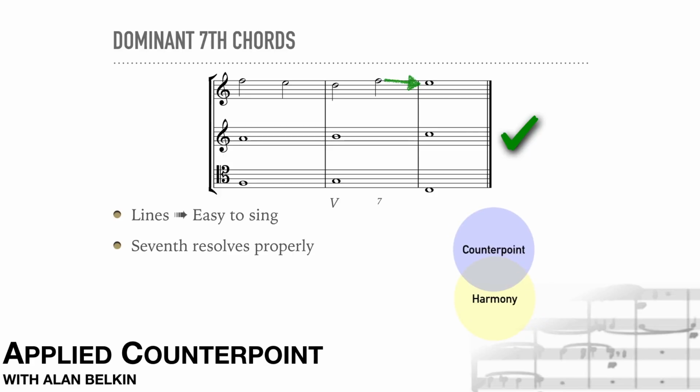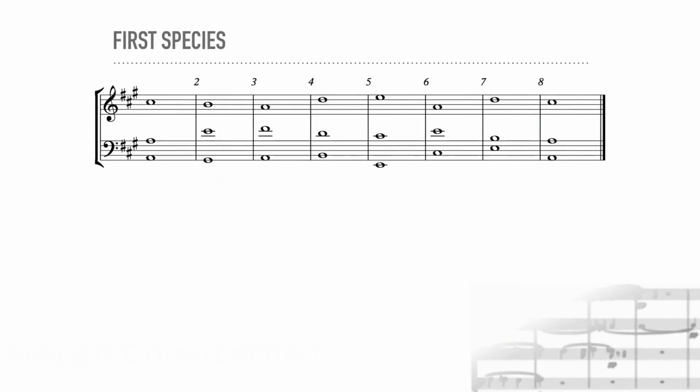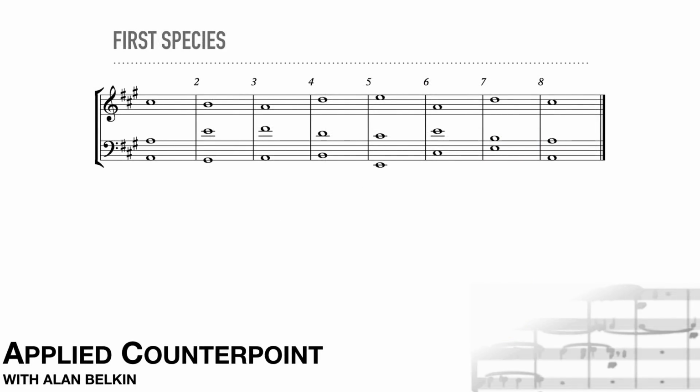Now an example of each species in 3 parts. Here's the first species example for bass, alto, and soprano. The cantus is in the alto.